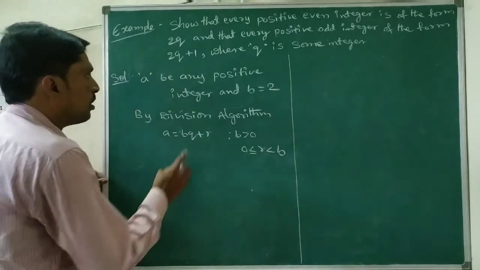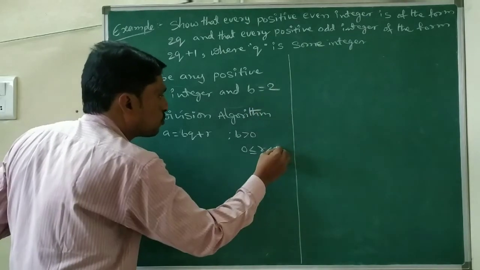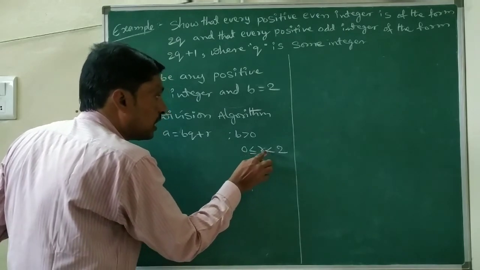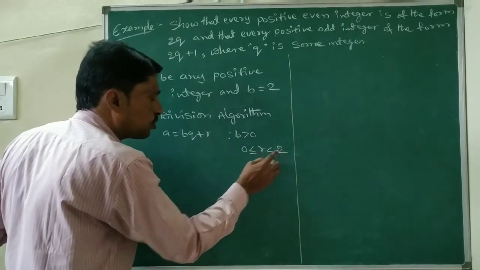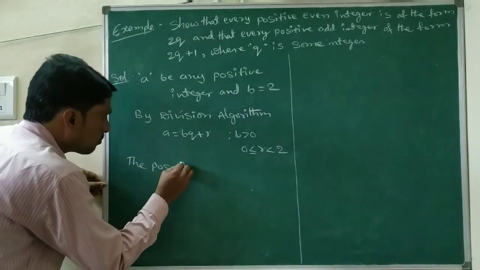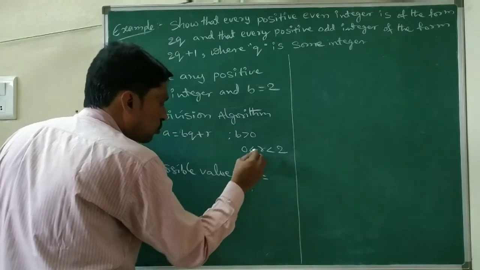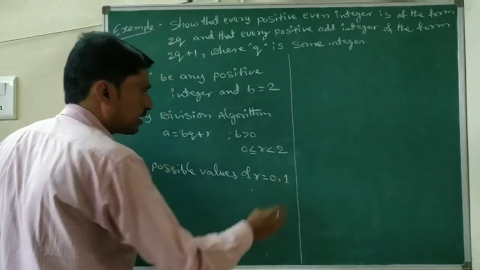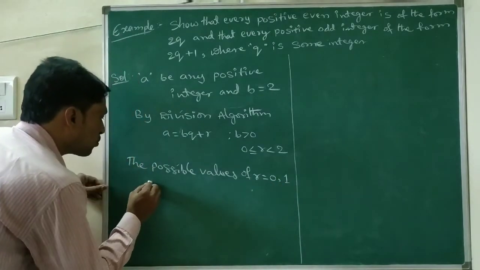So here we are getting possible values. The b value we took is 2. So the possible values of r: 0 less than or equal to r less than 2. What is the meaning of this? What are the possible values of r? We are getting 0 and only 1. So here we have got two possibilities.